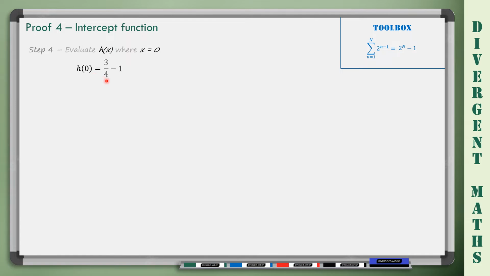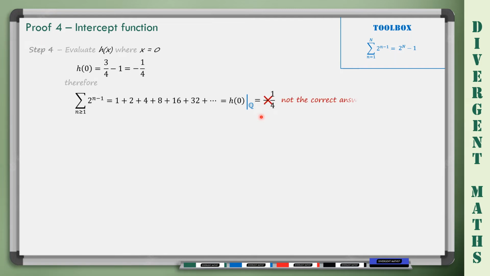So h at 0 is equal to 3/4 minus 1, which is negative 1/4. Therefore, the sum from n equal 1 to infinity of 2 to the power of n minus 1, which is again the monotonic divergent series of powers of 2, is equal to h of 0 after projection onto Q, which is not necessary here because it's already a rational number. Here it comes. Is this correct? Not the correct answer. So what did we do? Where did we go wrong? What did we do wrong?